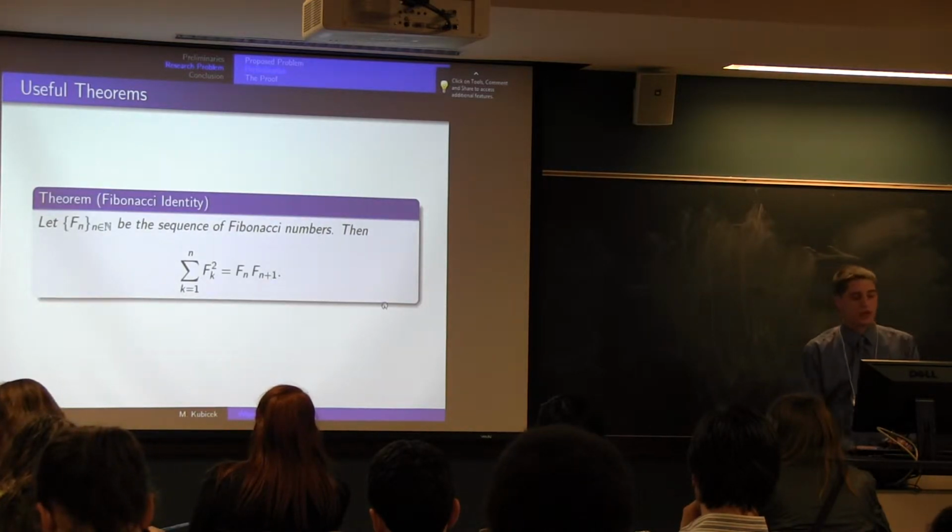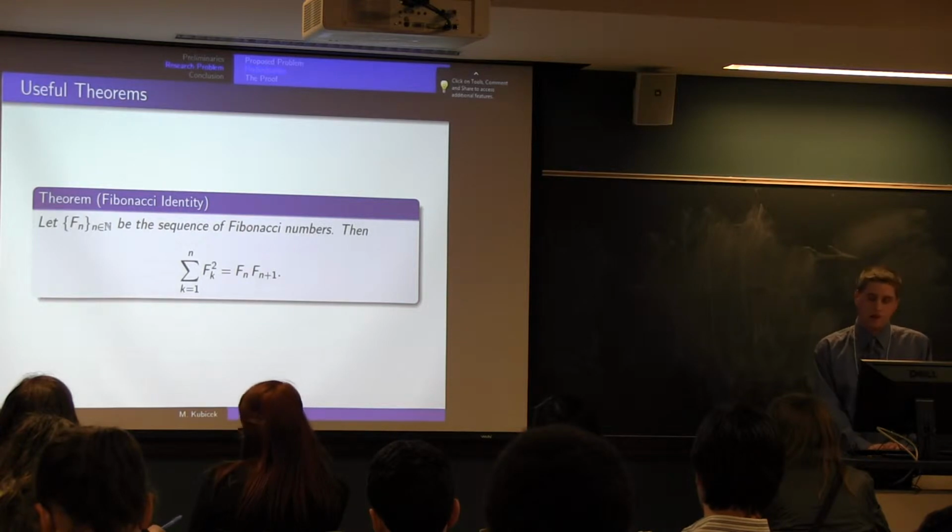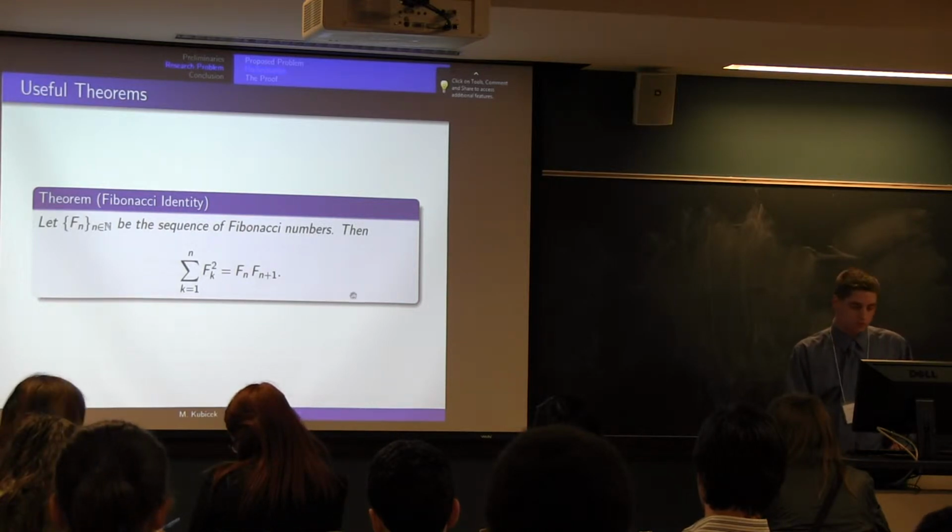Then we also use the Fibonacci identity, which is the summation from k equals 1 to n of f sub k squared is equal to f of n times f of n plus 1.